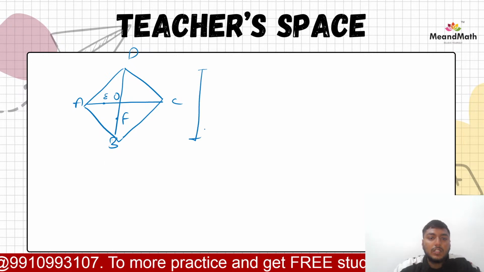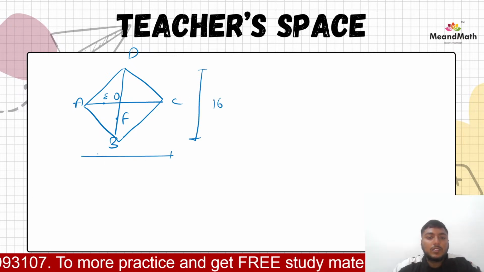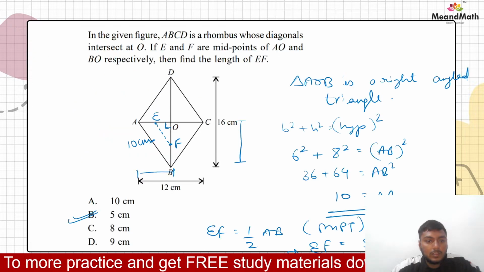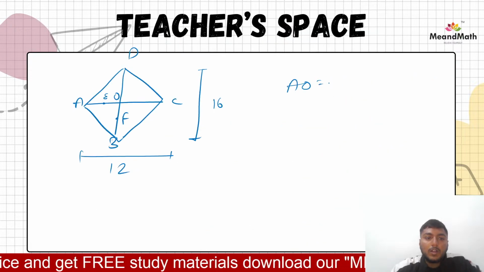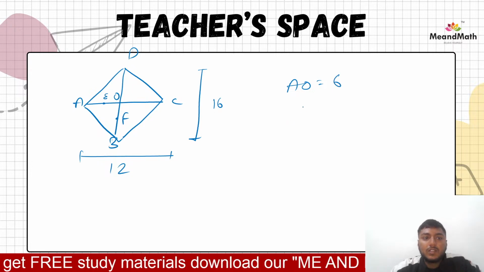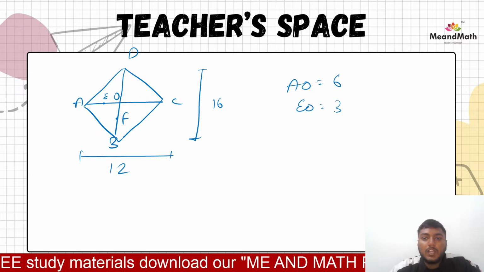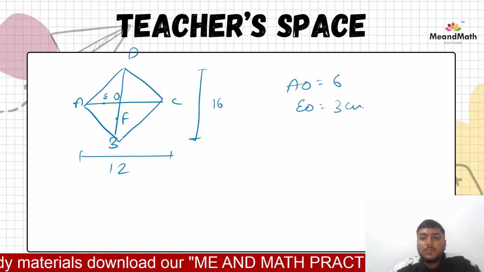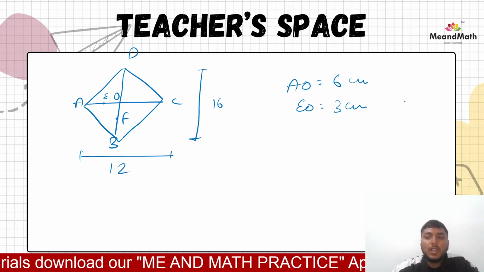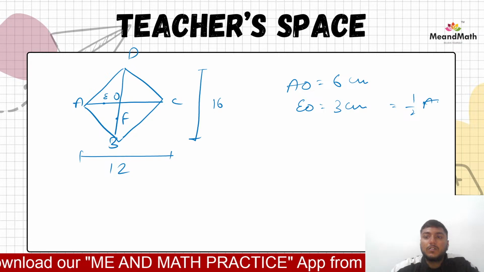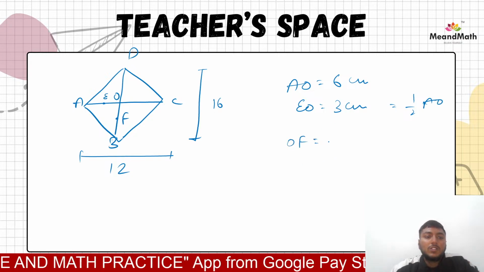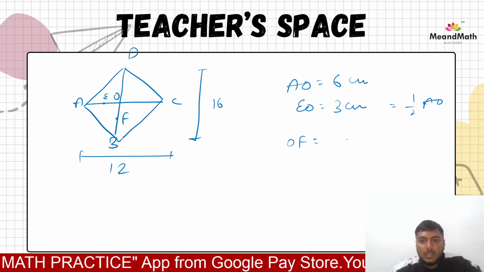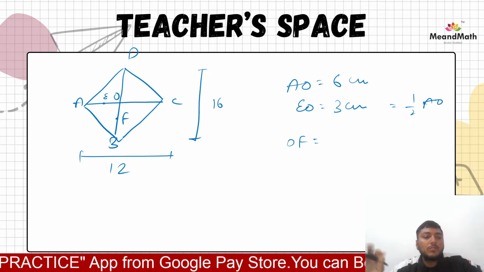So this was 16 and this was 12, right? So now AO would be 6. E is the midpoint, so EO would be 3 centimeter because E is the midpoint of AO, half of AO. Similarly, we can also calculate OF, half of OD, and half of that.